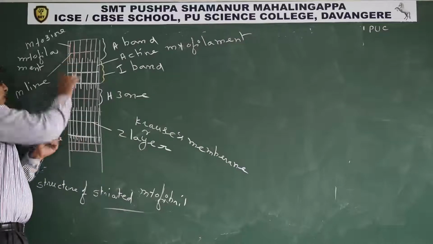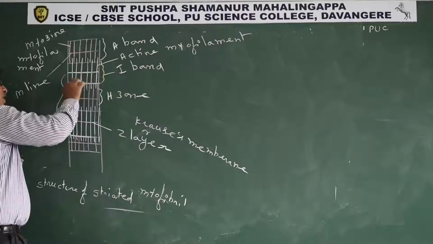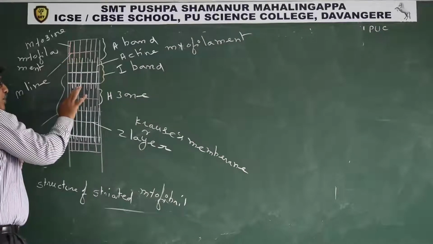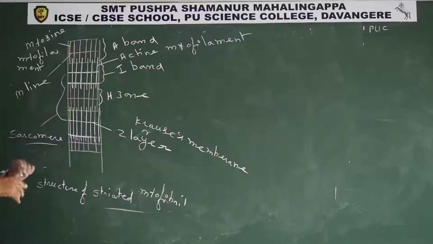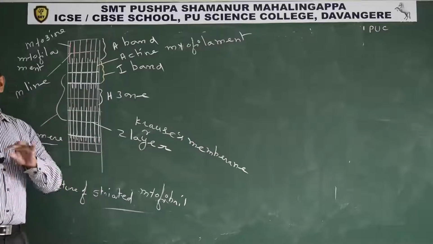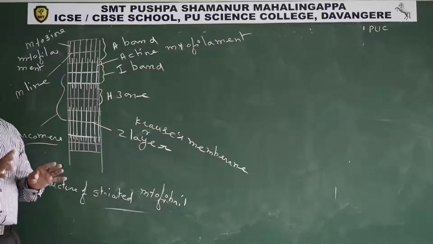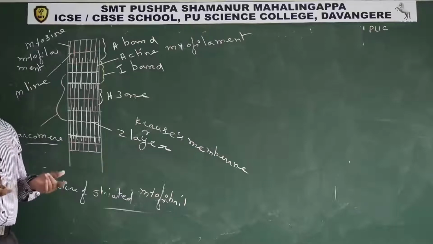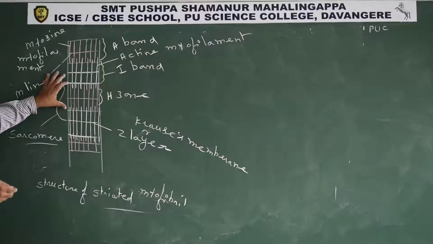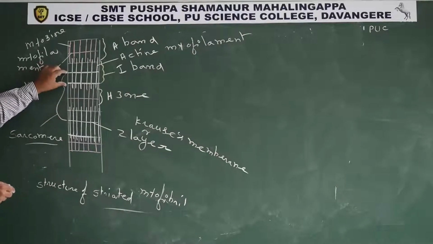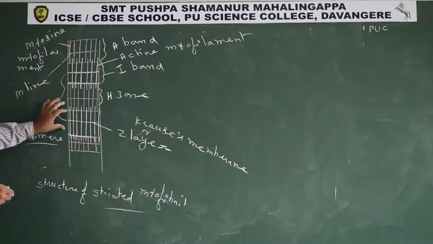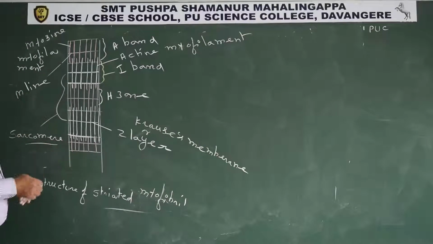In a sarcomere, there is a complete A band, above the A band half of the I band, and below the A band half of the I band. So sarcomere contains A band and I band, but they are not present alternately. Complete A band is present, above it half of the I band, below it half of the I band. Sarcomere.